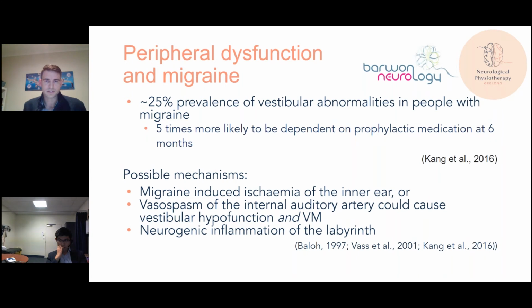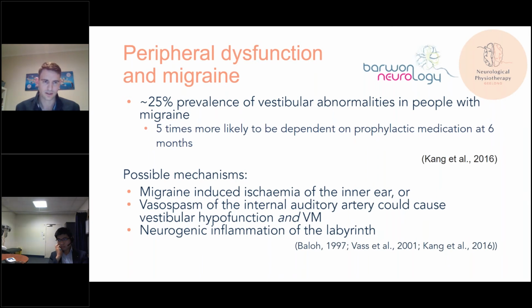Now, peripheral dysfunction is important because there's around 25% prevalence of vestibular abnormalities or peripheral dysfunction in people with migraine, and those people are 5 times more likely to be dependent on prophylactic medication after 6 months. So it makes a big difference to their outcomes.